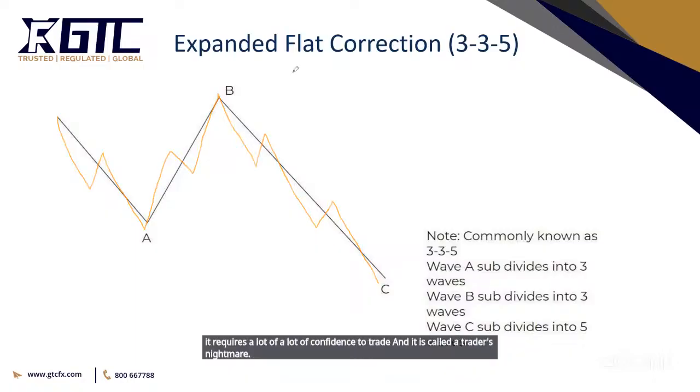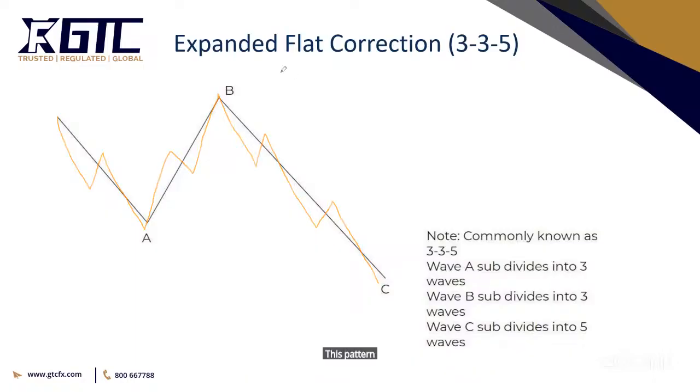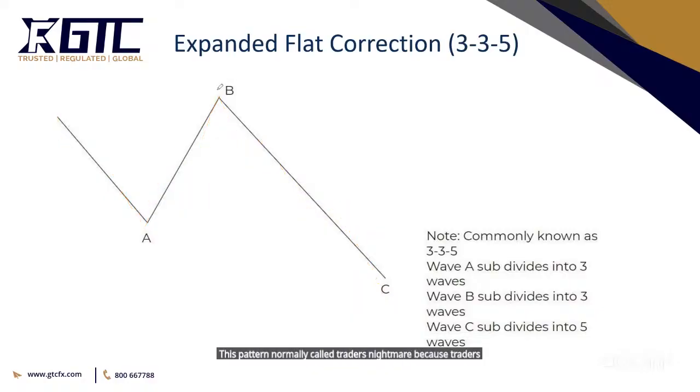This pattern is normally called trader's nightmare, because wave B would end above wave A, and then reverse. All right, so this can take us both sides, because many traders would want to believe that it is a new high.